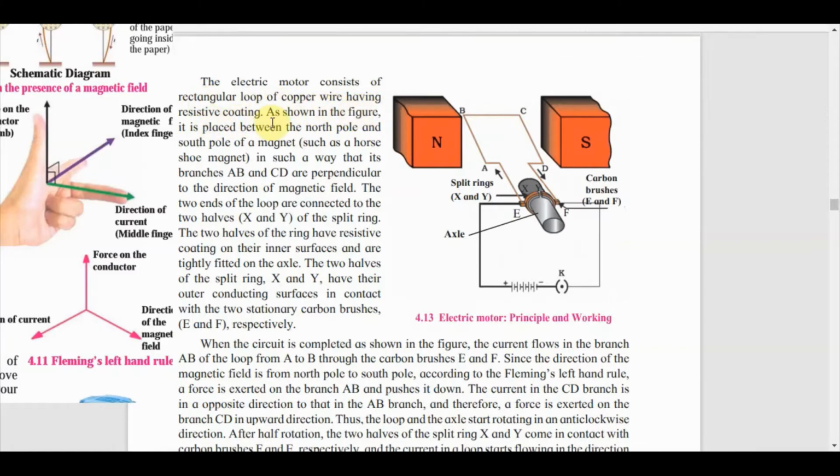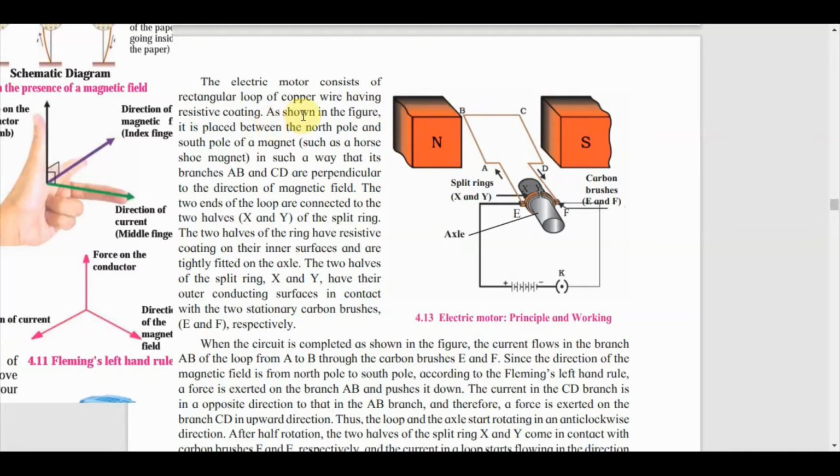Now, resistive coating means what? If you see the copper wire, on that you have some very thin brownish material coated. If you take a blade and scratch it, you will find that the coating will be removed, and inside you will find a very shiny copper material. That is called the resistive coating.